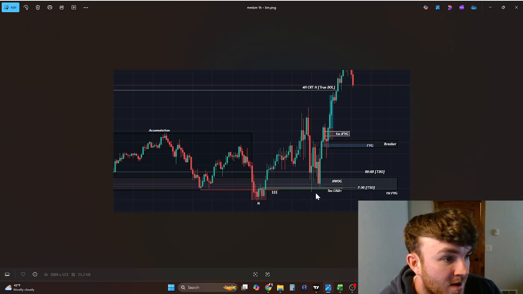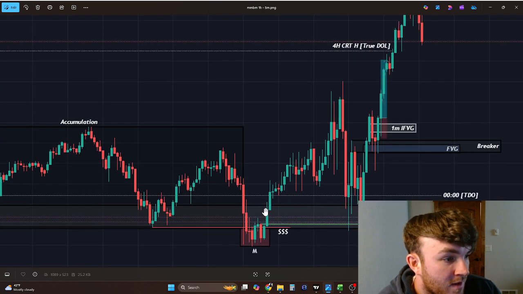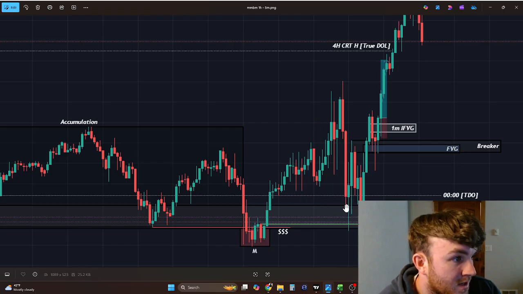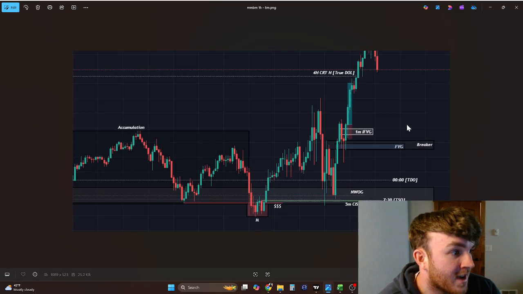So this is the market maker buy model on the 4-hour. And then we have the 15-minute one right here delivering from this 15-minute gap. And we get accumulation, manipulation, distribution up to the CRT high.